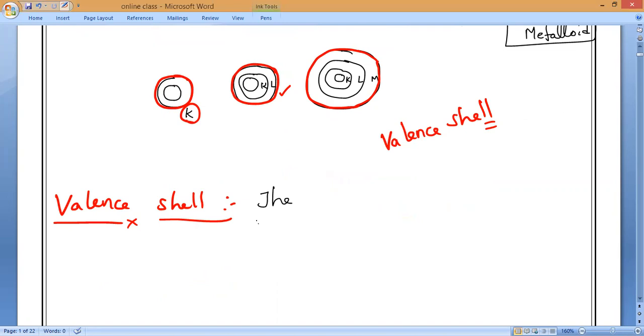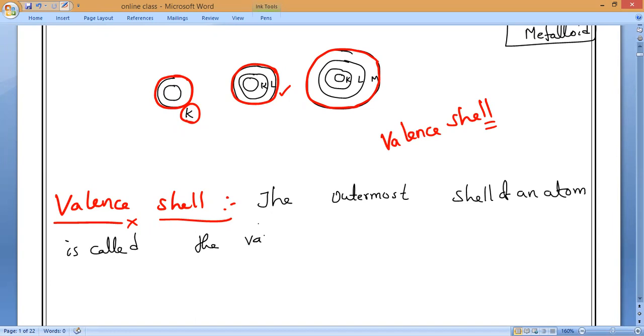So right now, definition, valence shell. The outermost shell of an atom is called the valence shell.